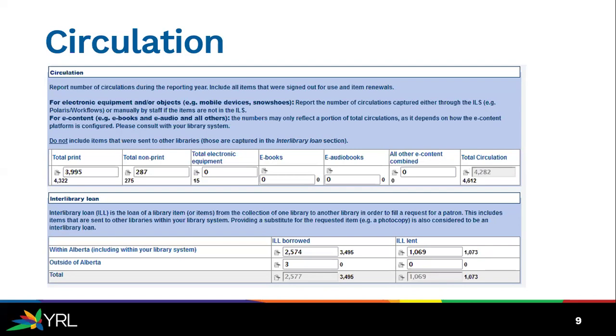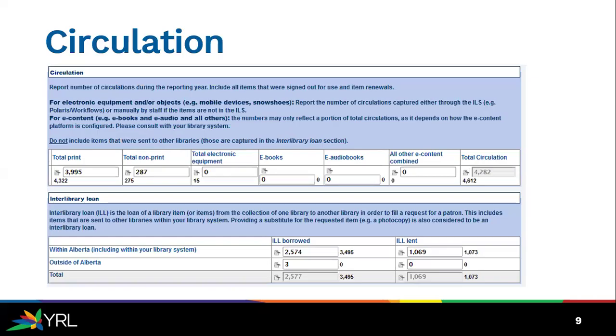Then there's total electronic equipment there. Again, we have instructions on the intranet for pulling those totals. For interlibrary loan, it is calculating circulation of items that you borrowed or brought in from TRAC and Alberta. And then your ILLs lent as well. So that's going to be what you sent to other libraries within Alberta.